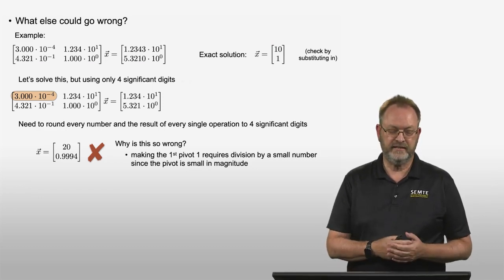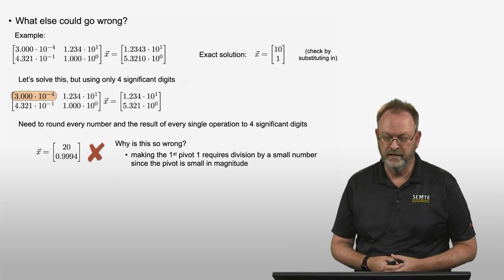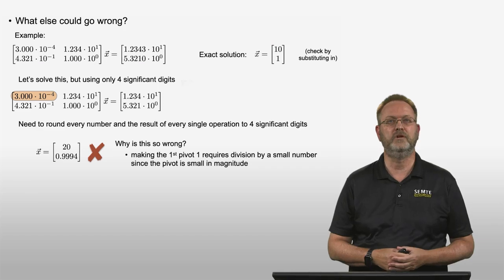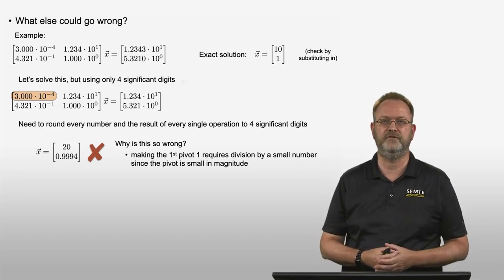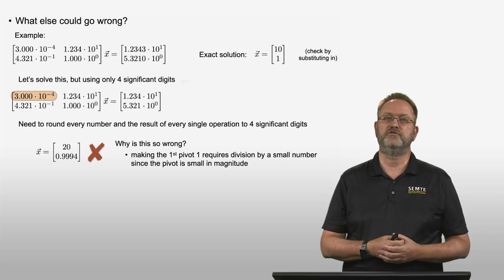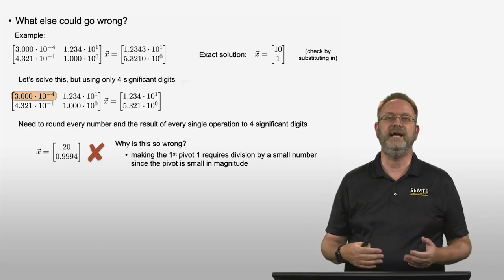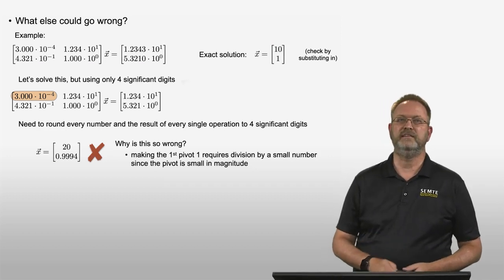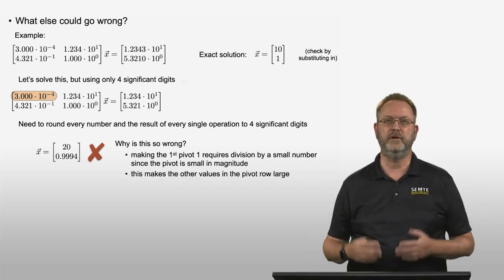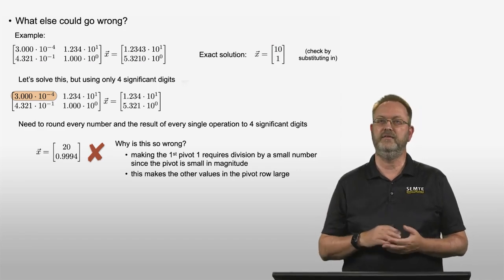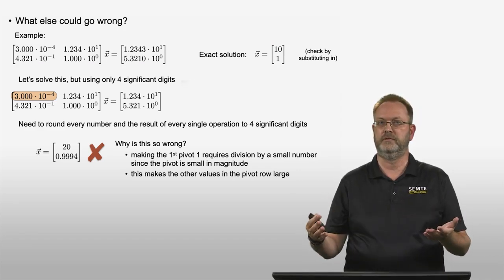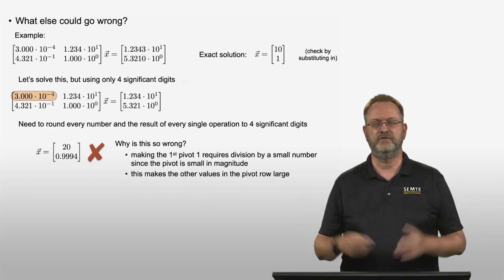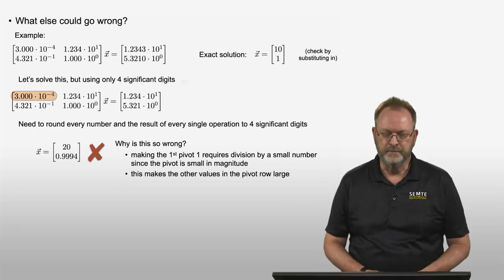This value, 3 times 10 to the negative 4, is a small value. The first operation of the Gauss-Jordan algorithm divides by this pivot entry. So the very first step divides by a small number, which means the entire first row is divided by a small number, which makes all the other values in this pivot row large. We divide by something around 10 to the negative 4, so that first value there is around 10 to the power 5. Those values will be large.